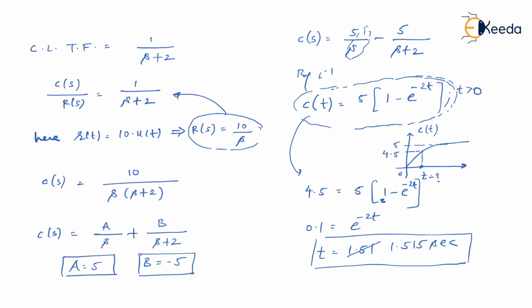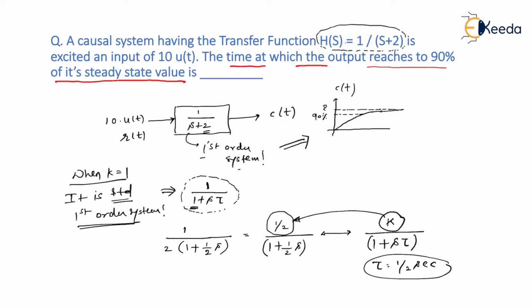Let's go back to the question. They were asking you the time at which the output reaches 90% of its steady state value, which is equal to 1.515 seconds. I hope now you got this point. Let's move to the next question.